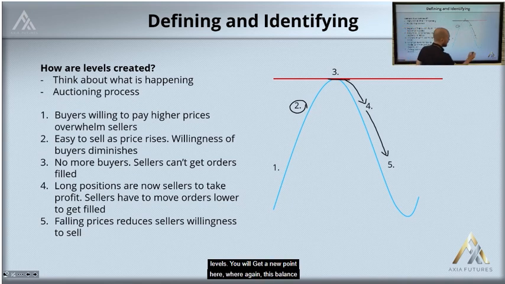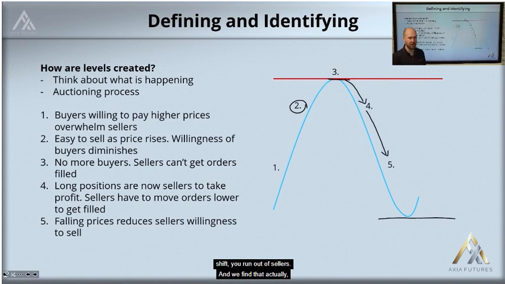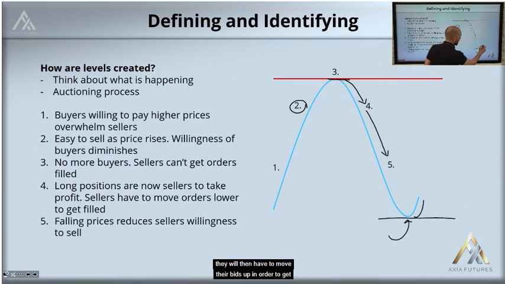You will get a new point here where, again, this balance shifts. You run out of sellers, and we find that actually there's enough buyers here to stop the move. You can't find as many sellers. Buyers no longer can get filled here, and they will then have to move their bids up in order to get filled, in order to buy. So that ultimately is how the level gets created.